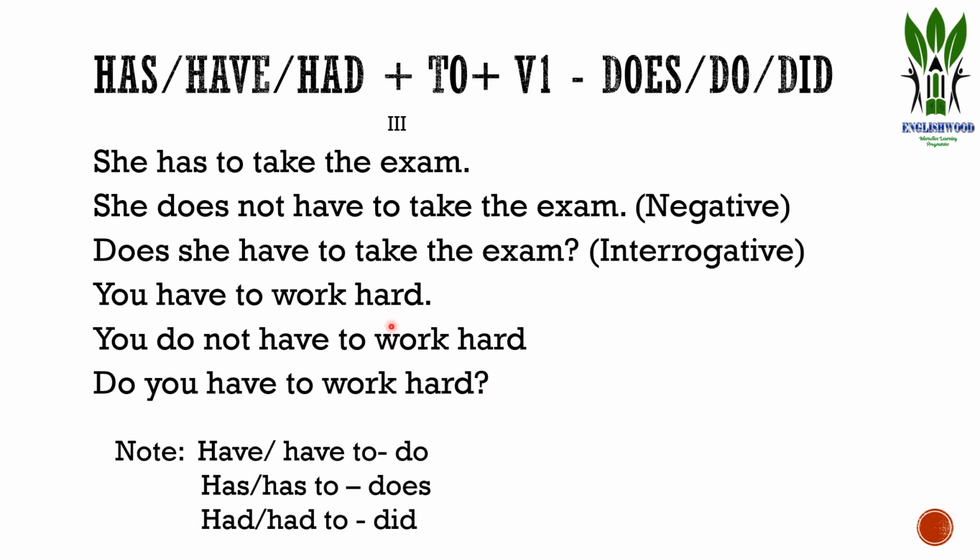All right. So tag also. He has to take this exam. Therefore, doesn't he, because here is a does verb. Okay, so you do not have to work hard. Do you have to work hard? For example, therefore you have to remember have or have to means do, has or has to means does, had or had to means did. Okay, you have to remember.